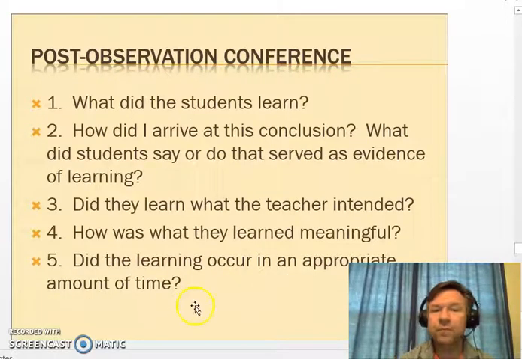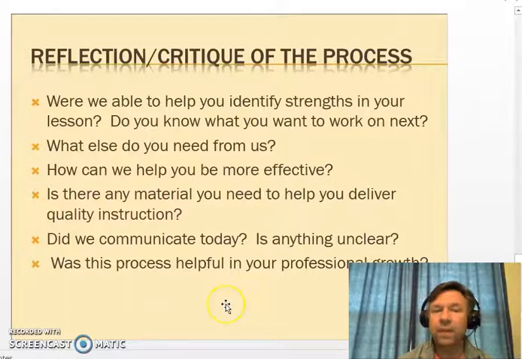In the post-observation conference, here are some things to think about. What did the students learn? How do we know? Was it what the teacher intended? Was it meaningful? Then you want to critique the process. Were you able to identify strengths? What kind of support are you providing? How can you help the teacher to be more effective? What type of material needs to be shared? And was what you communicated clear, and was the process helpful? Keep in mind that the observation process is the direct assistance, one-on-one staff development.